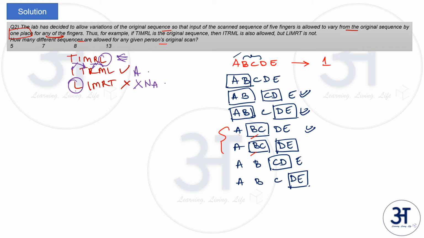So the number of cases you got is 2, 3, 4, 5, 6, 7, 8. In total, you have 8 cases. So if you see, 7 is also an option; if you don't count this, you'll get 7 as the answer. So please be careful in these kinds of questions. So let us move to the third question.